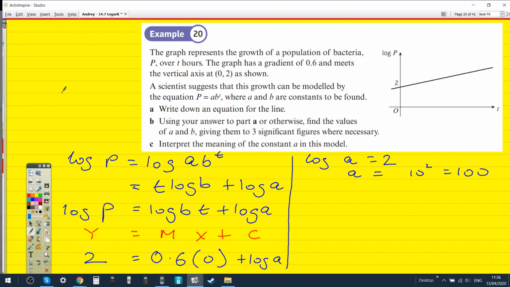I'm not sure. Do I need to sub the 100 in somewhere? When you said part B, do you mean question B? Question B. So you've already done half of it. Part A, you need the equation of the line as log p equals. We want the equation of the straight line. So log p equals mx plus c.